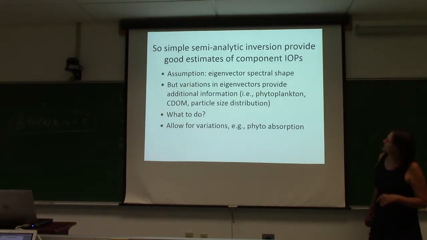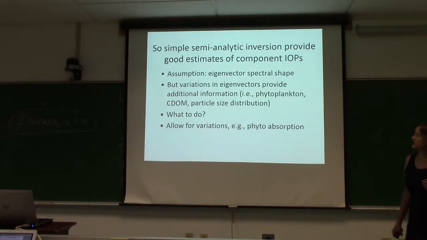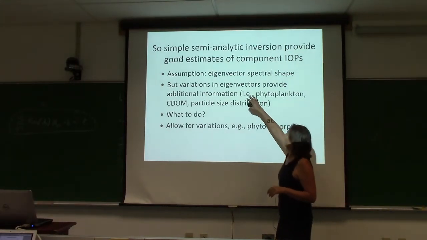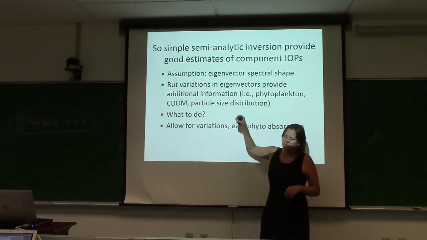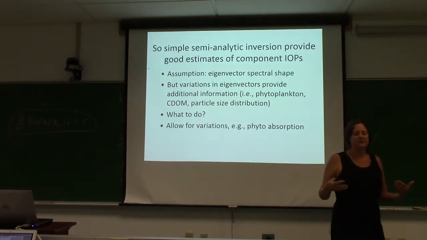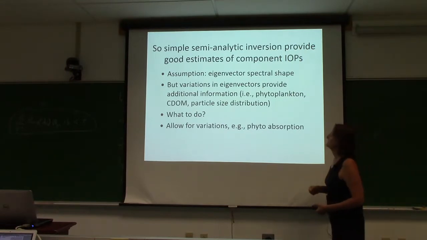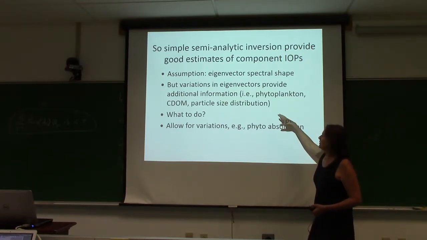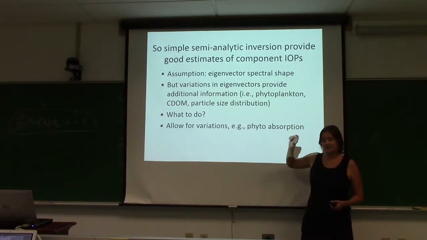So the conclusion that we come to is that this type of an approach provides really good estimates of components of IOPs, and the assumptions lie in the spectral shape of your eigenvectors, but the variations in those eigenvectors show up in the variability in your reflectance spectrum. So you can do a really good job identifying what those features are and figuring out where your basis vectors are imperfect compared to nature. And so the next step was, what do we do? Well, if we allow for spectral variations in phytoplankton, maybe we could do a better job than just putting the error in there.